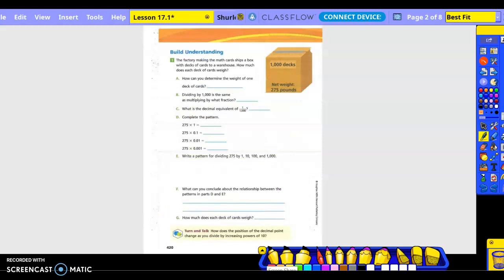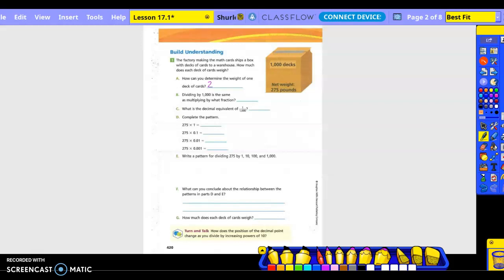Build understanding. Number 1, the factory making the math cards ships the box with decks of cards to a warehouse. How much does each deck of cards weigh? So how can you determine the weight of one deck of cards? So what's our total weight?